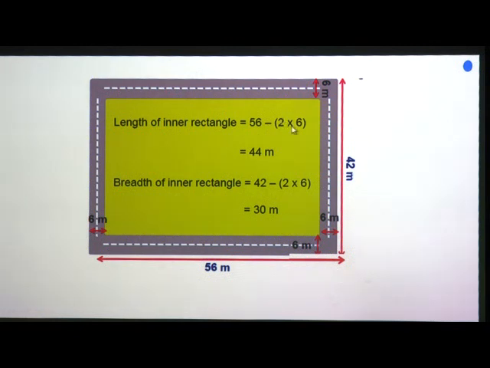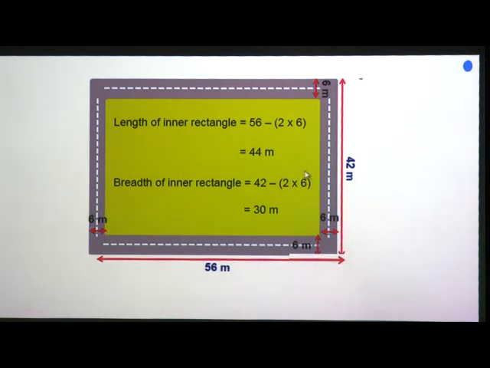So 6 2s are 12, and 56 minus 12 is 44 meters, which is the length of the inner rectangle, which is green in color. See the cursor, this is the length which we found, 44 meters. Similarly, we will find the breadth of the inner rectangle, which is green in color.